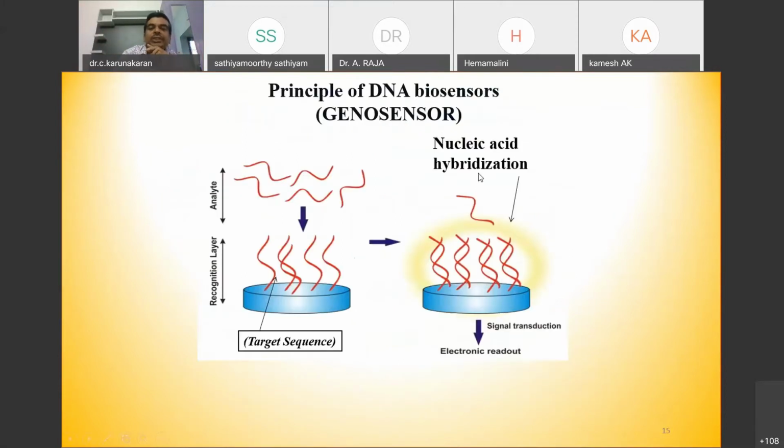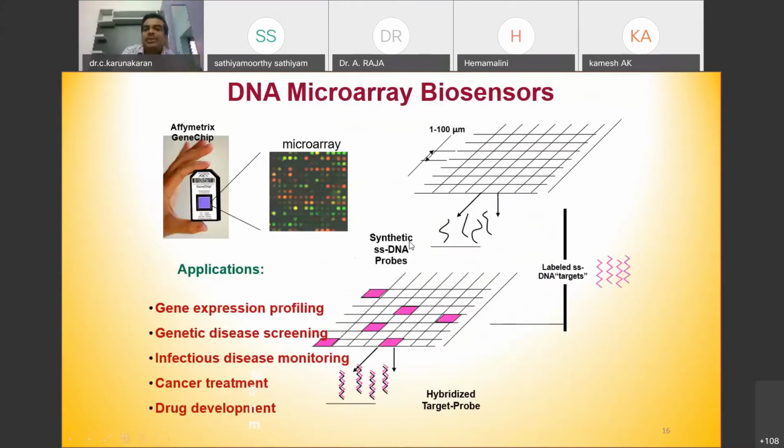So let us see how a genosensor works. It is very simple. You take DNA as the biorecognition element. It is immobilized on the electrode, and due to nucleic acid hybridization, the change in mass or the binding event is detected. The signal is converted into electrical signals and measured. The same principle is used in the DNA microarray biosensor, with several electrodes.